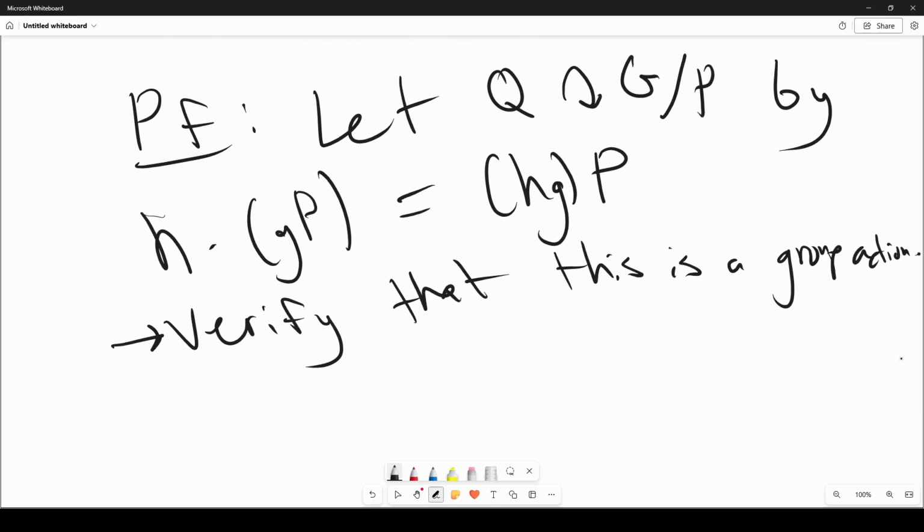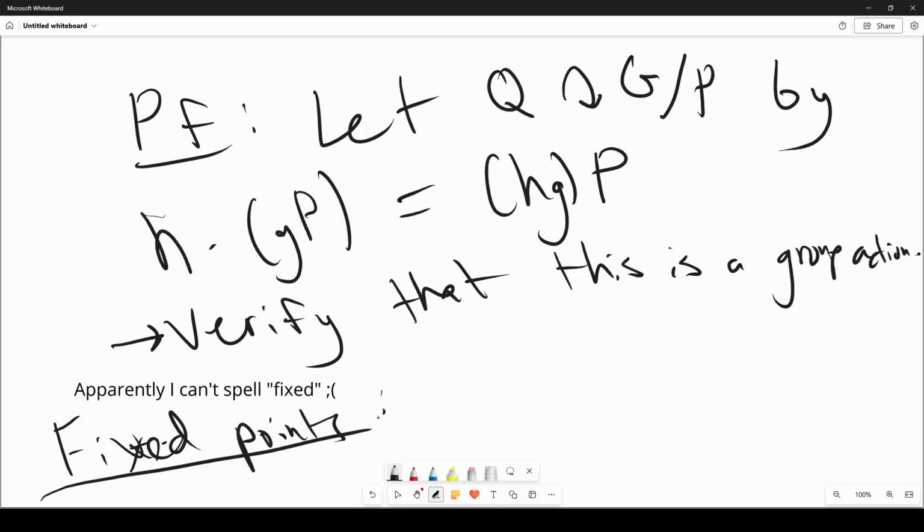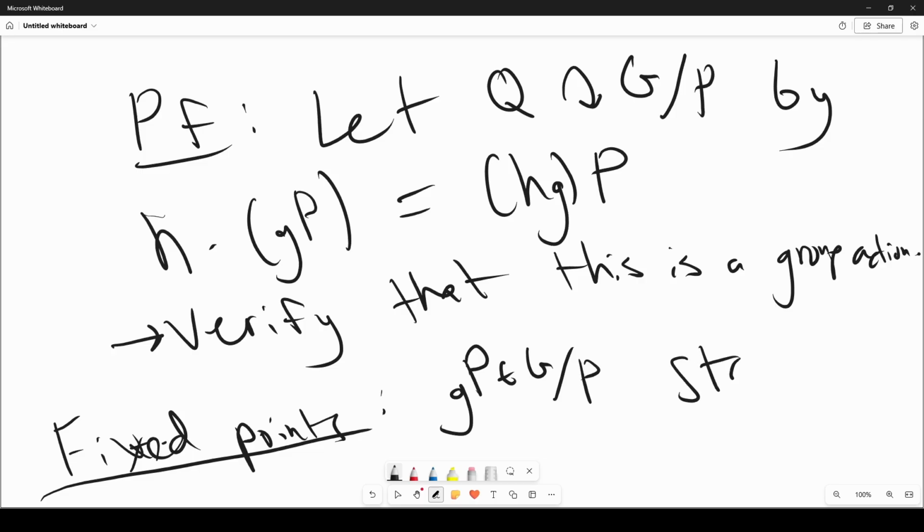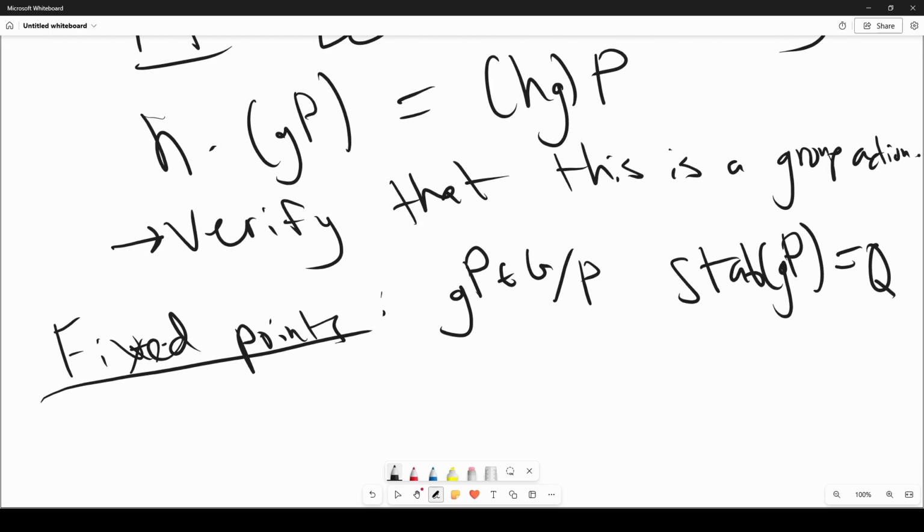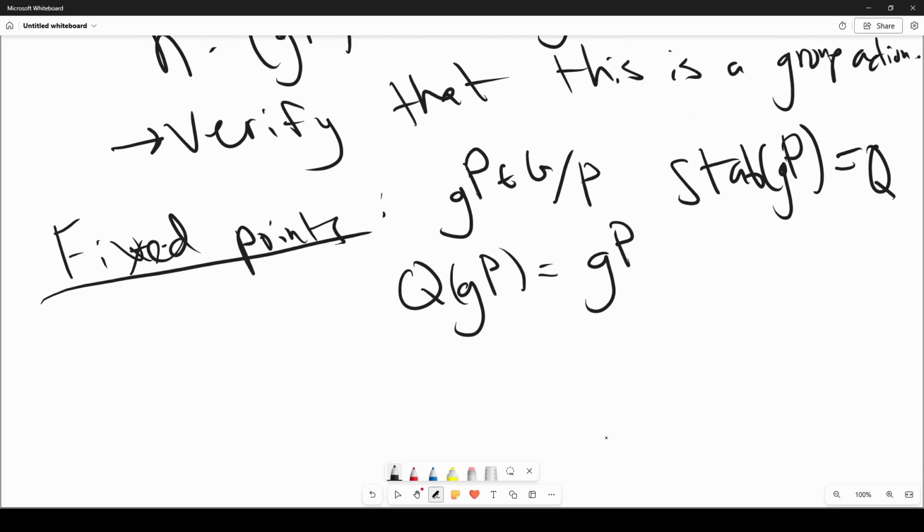And we should note that as we've defined it, we would like to find fixed points. So let's describe what those fixed points are. The fixed points are going to be some kind of element, some left coset, such that the stabilizer of this is the entire Sylow subgroup Q, which can also be interpreted as QGP equals GP, which is exactly what we want. So in a sense, what we're looking for is to prove that there is a fixed point. If we can prove there's a fixed point, we can prove the entire theorem.